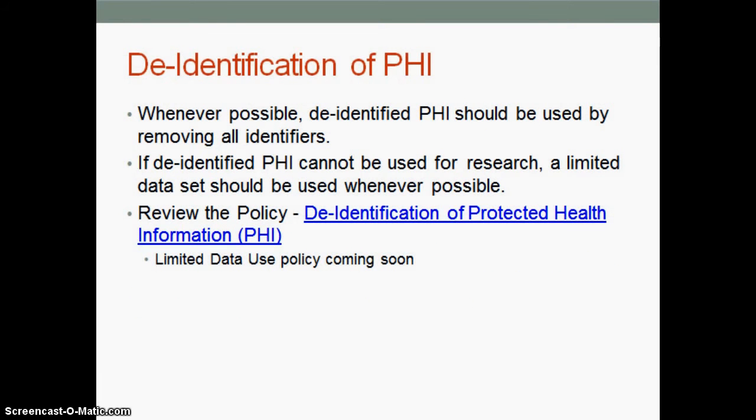So, de-identification of protected health information. Whenever possible, we want to use de-identified information. Again, this goes along with the minimum necessary. If this cannot be done for research reasons, we can use a limited data set, and this policy will be coming in the next year. You can refer to the policy here about what de-identification is.